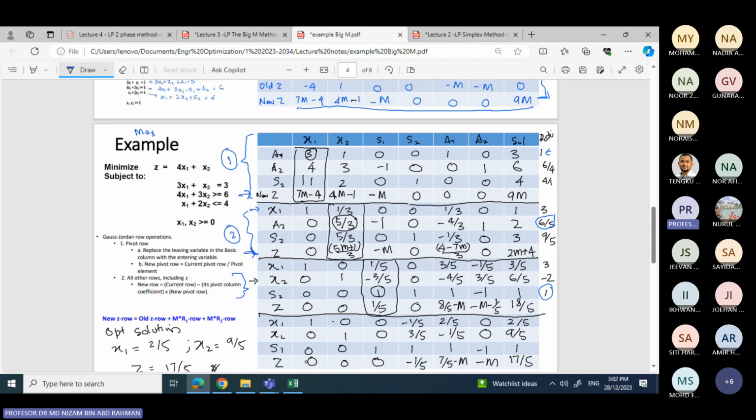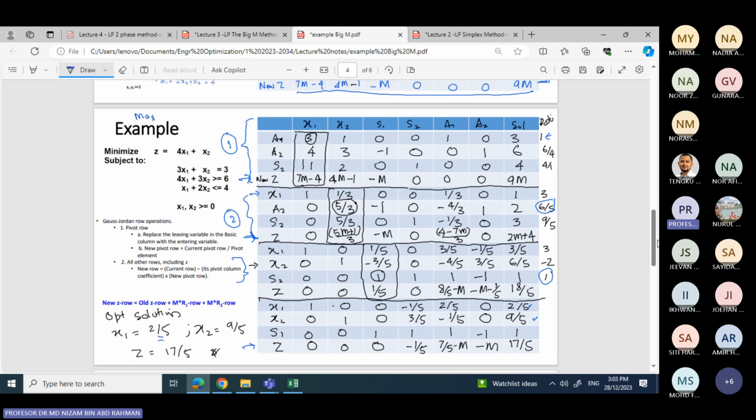So this indicates that the optimum solution has been achieved because all the values of the Z multiplier are negative or 0. So this is the solution. So what's the solution? X1 equals 2 over 5. X2 is equal to 9 over 5. And S1 is equal to 1. And if you plug into the objective function calculation Z, right? What you got is 17 over 5.